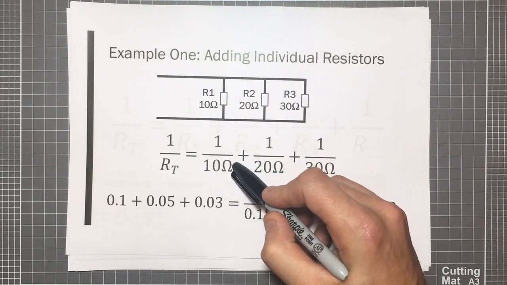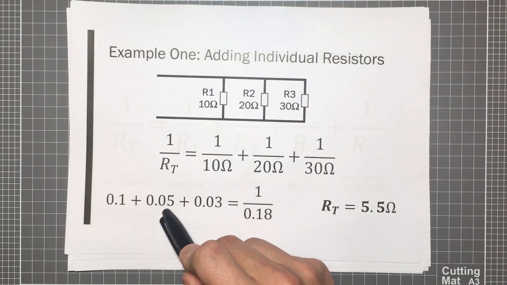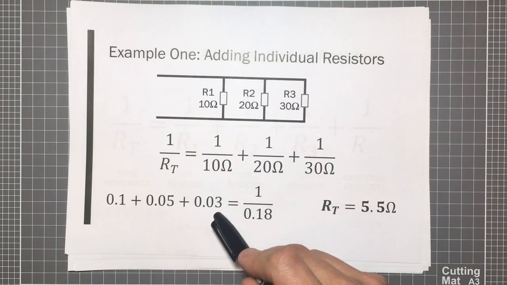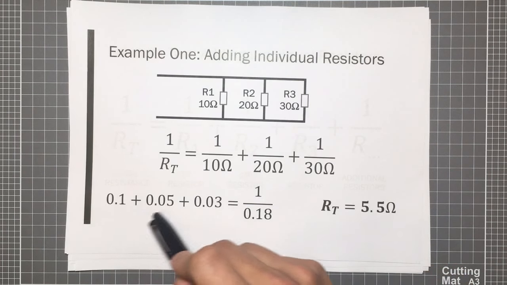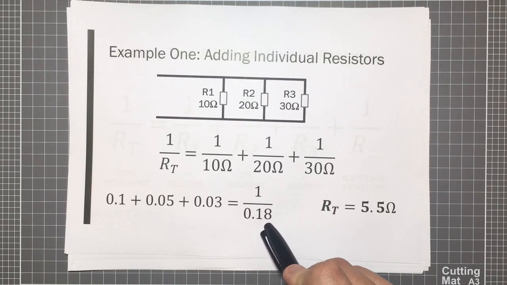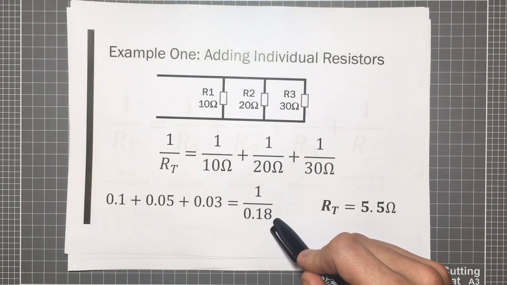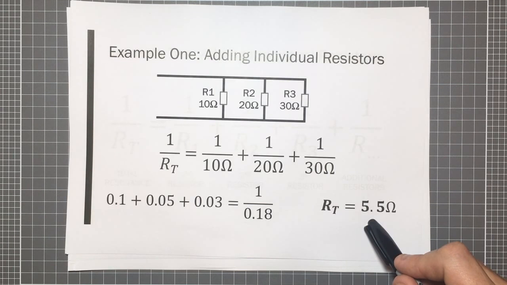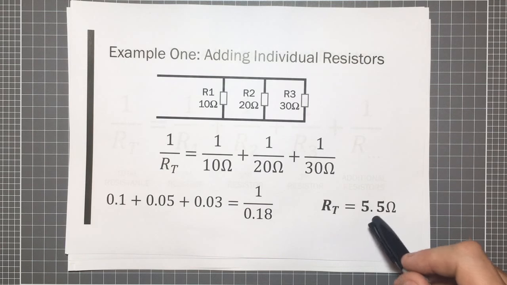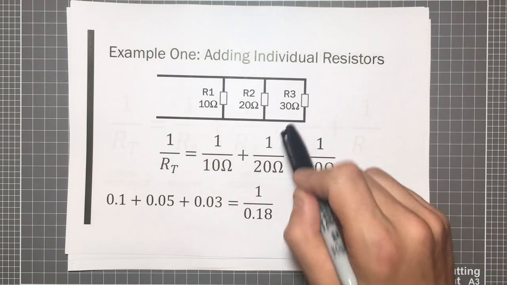So 1 divided by 10 is going to give us 0.1. 1 divided by 20 is going to give us 0.05. And 1 divided by 30 is going to give us 0.03. Okay, so all up, 0.1, 0.05 and 0.03 equal 0.18. So what we've got is 1 divided by 0.18 gives us a total resistance for this circuit of 5.5 ohms. So we can see that there. And again, we use that little check that we talked about earlier, and we know that this resistance here, the total resistance for the circuit, should be less than any of our resistors that we've got up here.